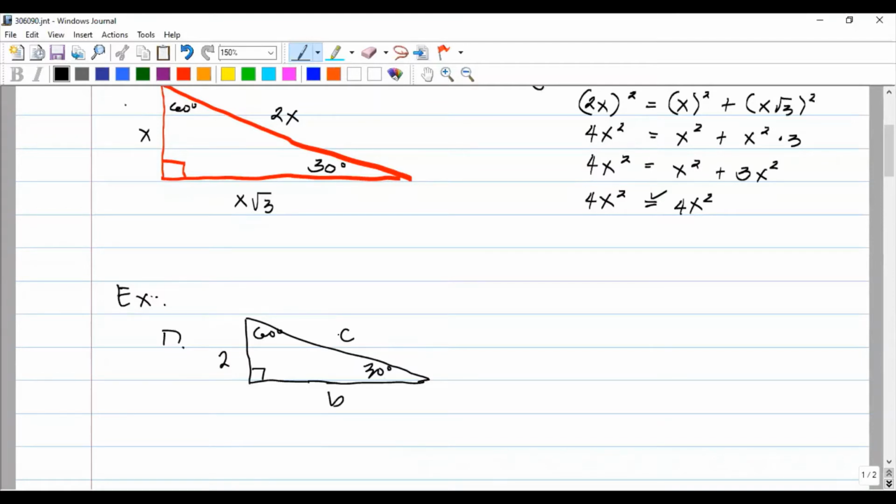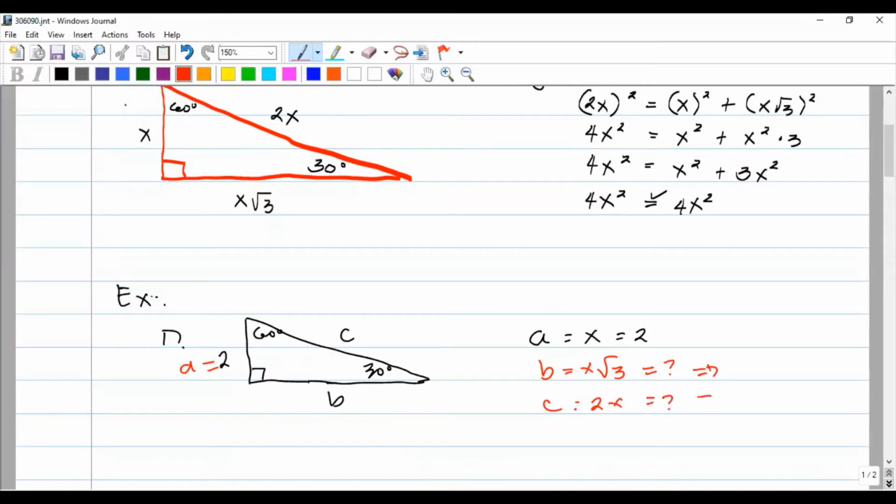Okay, so basing from our discussion on the derivation of the length of the sides of this triangle, we have A is equal to X, which is equal to 2. This is our A. A is equal to 2. And our B is equal to X square root of 3, which is unknown. And our C is 2x, which is also unknown.